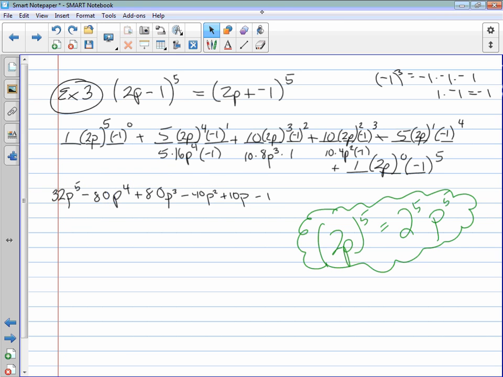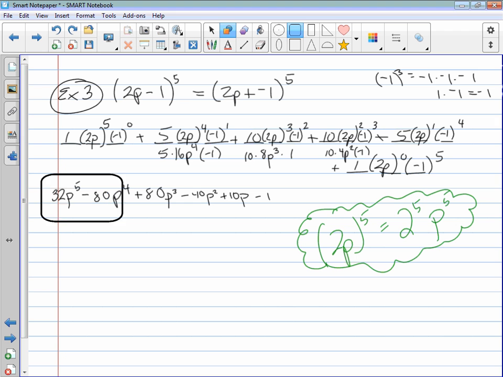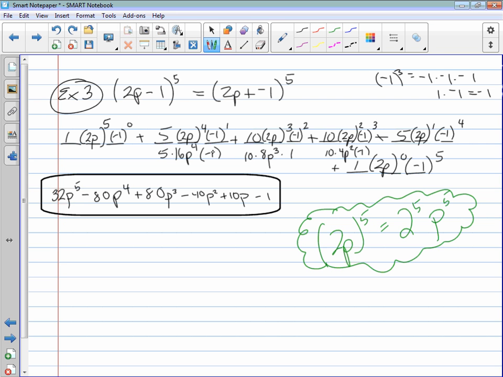So your final answer ends up being 32p to the 5th, negative 80p to the 4th, plus 80p to the 3rd, minus 40p squared, plus 10p, minus 1. So once you get this set up, the rest is just arithmetic, and I know the numbers get kind of nasty. You're all big boys and girls. You can handle it. Good luck on your homework.